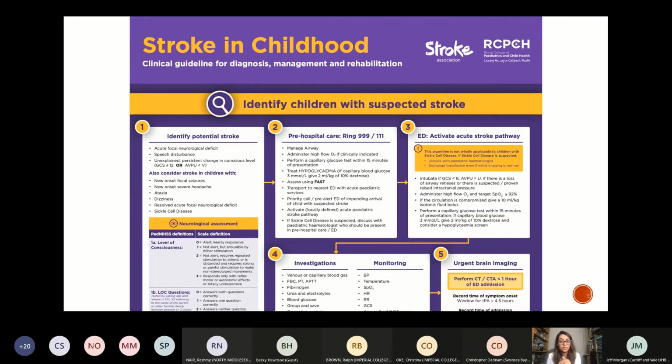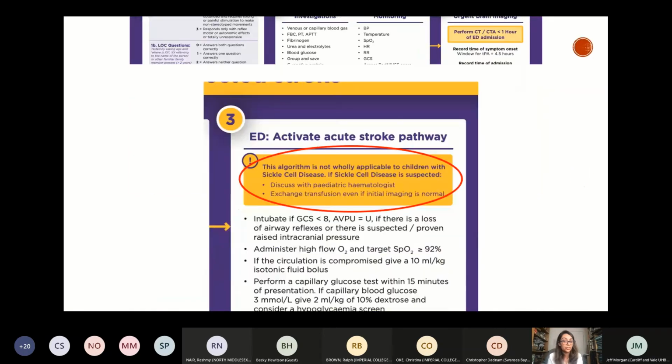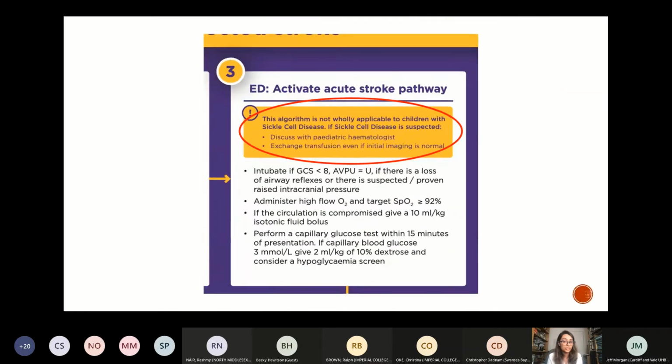So these are the RCPCH stroke guidelines. I don't want to go through all of this. I just quickly want to draw your attention to this box here, which I'm going to zoom into. Like it says here, the algorithm is not wholly applicable to children with sickle cell disease. So if you have a sickle cell patient and you suspect a stroke, like it says here, discuss with paediatric haematology and discuss regarding exchange transfusion, even if your initial CT is normal.